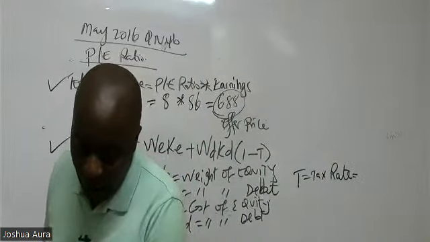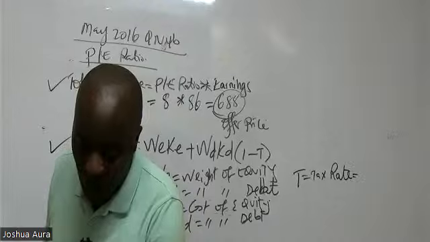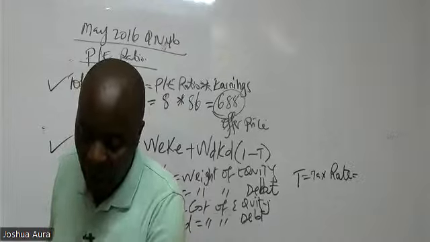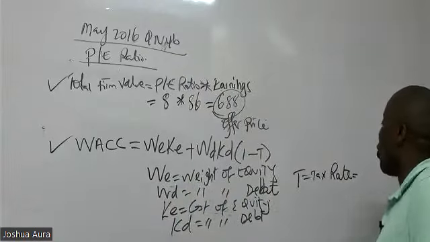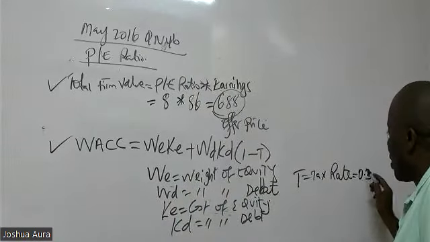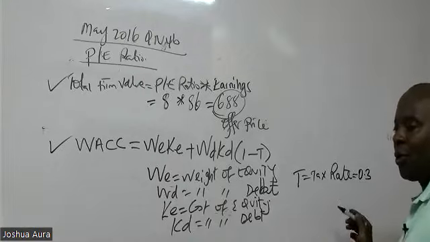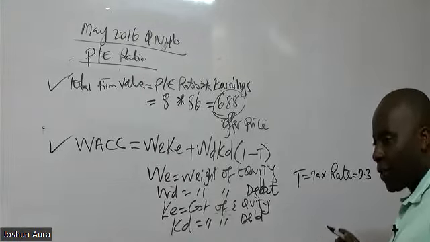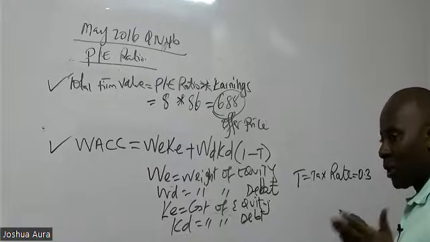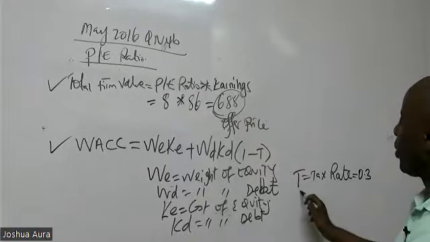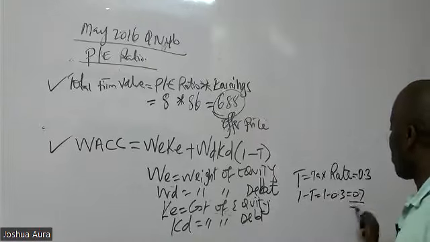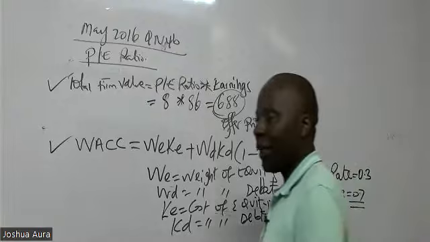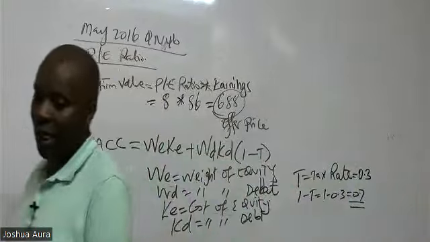In the second last paragraph, they told us the tax payable is 30%. They always tell you about tax. If they don't tell you, you don't assume. If in finance they don't tell us what the tax is, we don't assume; it will always be zero. If they tell us it's 30%, then we know that 1 minus tax will be 1 minus 0.3, which will give me 0.7.